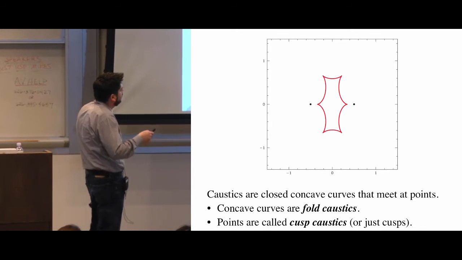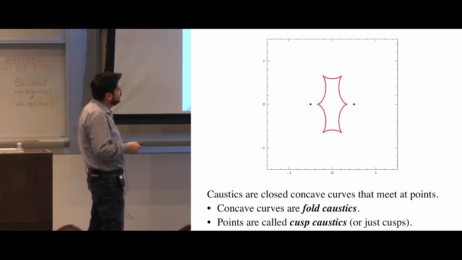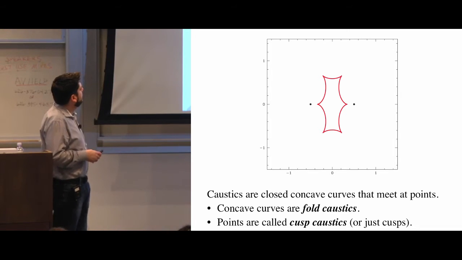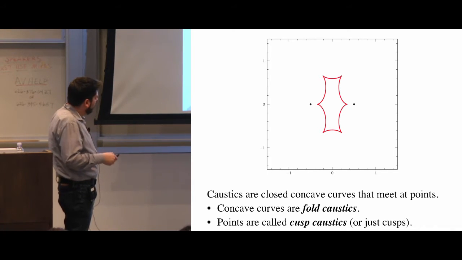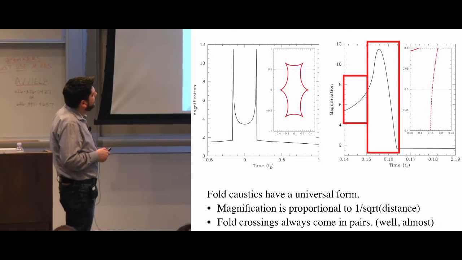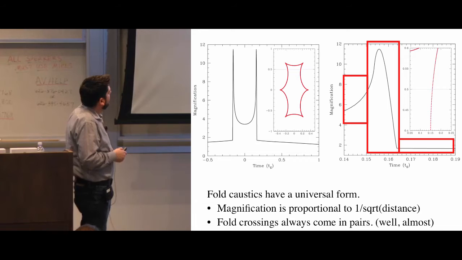Right, so I said this already, these are the folds, and they meet at cusps. Mathematically, these are different orders of catastrophes or singularities. Fold caustics have a universal form. As you approach the caustic, the magnification goes as 1 over the square root of the distance to the caustic. Then, of course, finite source effects kick in, as you're resolving the source, and outside the caustic you get much less magnification.